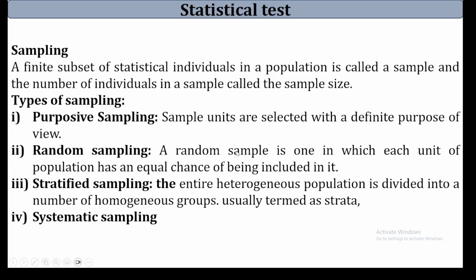Then we'll have sampling. You know the types of sampling: purposive sampling, random sampling, stratified sampling, systematic sampling. In purposive sampling, sample units are selected with a definite purpose in view. In random sampling, we take a random item from each box, so there is an equal chance of getting any item in the lot. In stratified sampling, we have too many samples, so we divide them into some sort of homogeneous groups, like blocking or clustering.